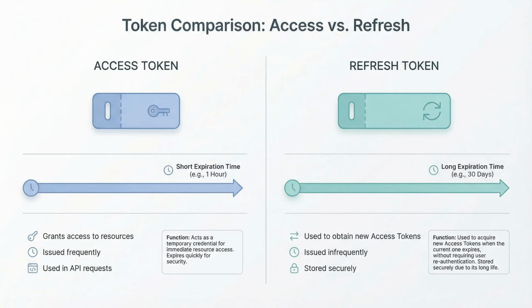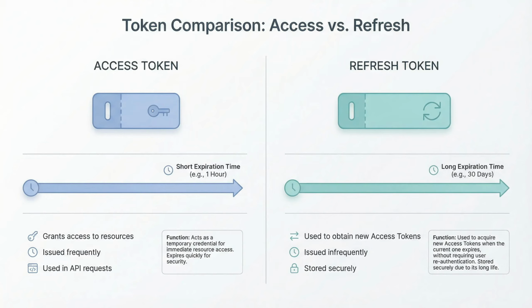Now a very important part: access token versus refresh token. This is where real systems differ from toy demos. An access token should be short-lived: 5 minutes, 15 minutes, maybe 60 minutes. It's used on every request. If it leaks, the damage window is limited. A refresh token is long-lived, days or weeks. It's used to obtain a new access token without logging in again.